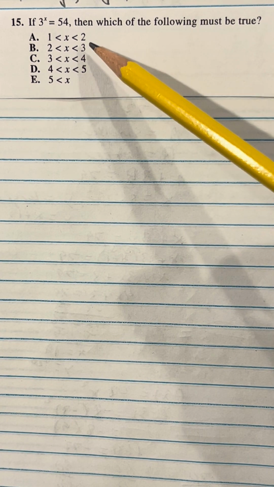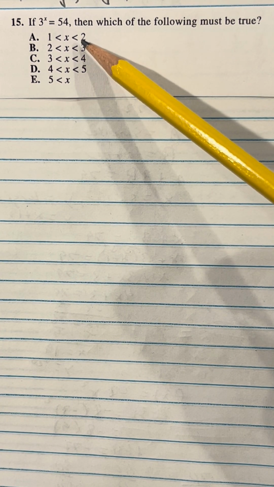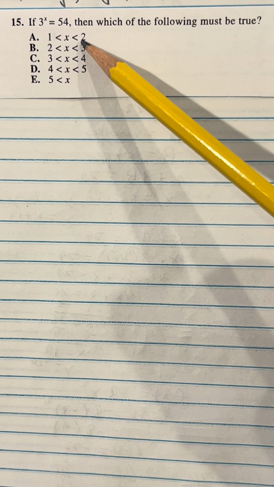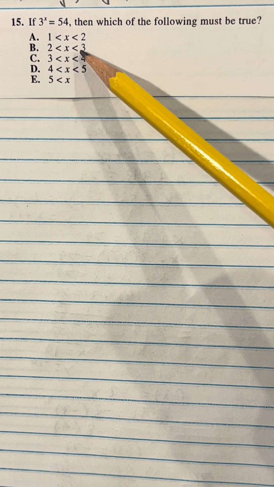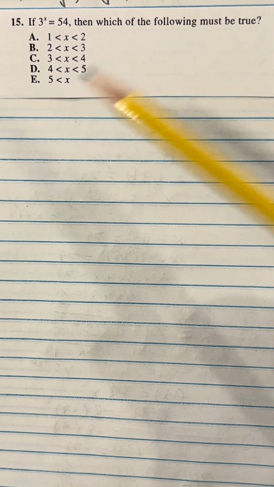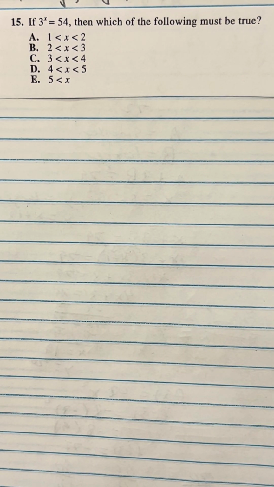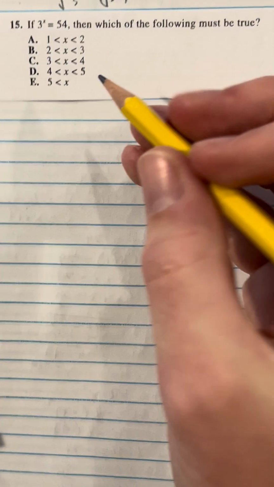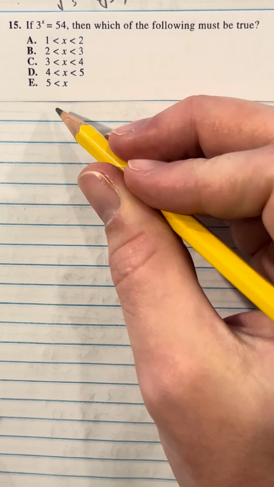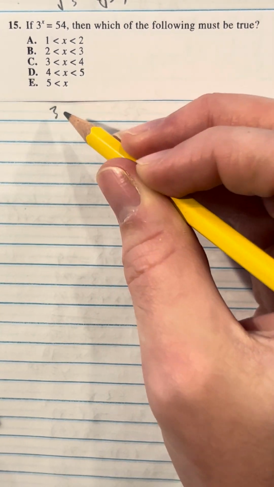So we have x is between 1 and 2, because x is more than 1, x is less than 2, or x is between 2 and 3, or between 3 and 4, or 4 and 5, or it's greater than 5 itself. So what we're going to do first is check E. So if it's greater than 5, then 5 should work. So let's check for 5.